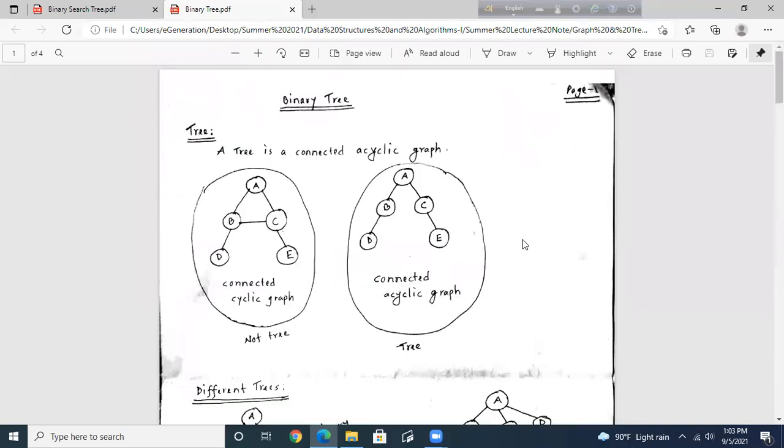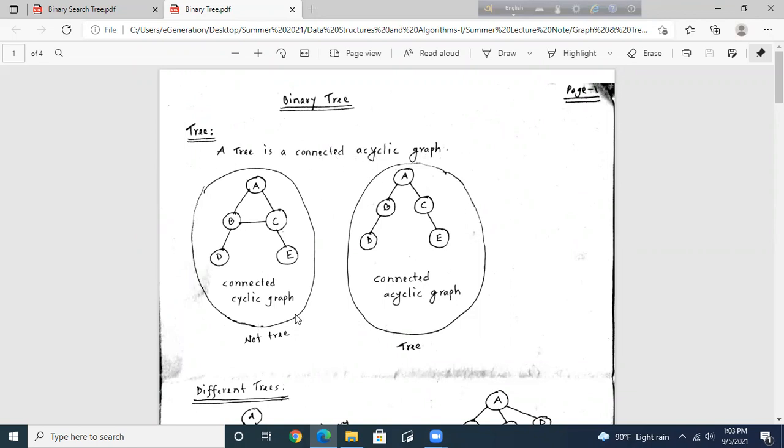Now, dear student, binary tree. A tree is a connected acyclic graph. Now I am talking about the tree, binary tree. A tree is a connected acyclic graph.